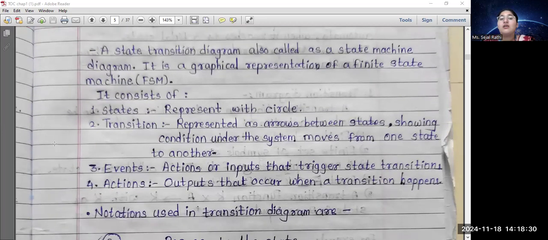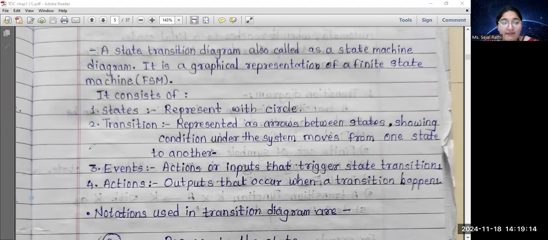It consists of the states, transitions, events, and the actions. States, we are representing as a circle. The transition represents the arrow between the states. So these two are the states, and this is an arrow. This is a transition happening from the first state to another state, the second state. So a transition is represented as an arrow between states, showing the condition under which the system moves from one state to another.